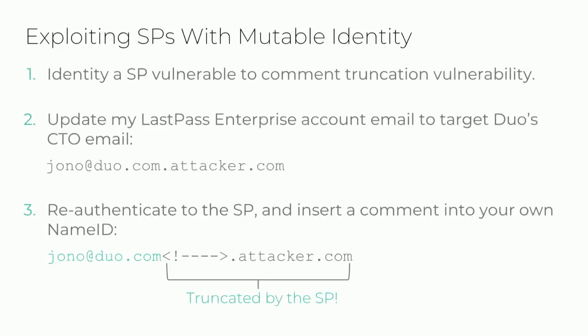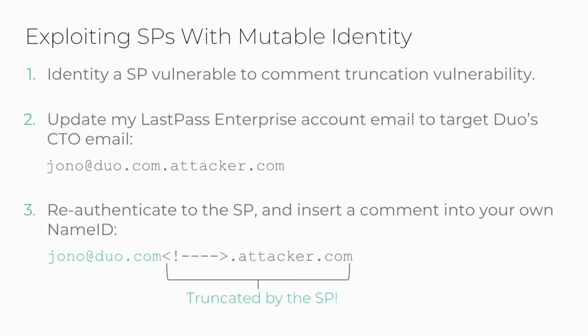So this is what an example exploit combining both the comment truncation vulnerability and mutable identities would look like. In this case, I'm acting as myself, an employee within Duo, looking to target our CTO, Jono. I first need to find a SP that's vulnerable to comment truncation and also uses email addresses for identity.